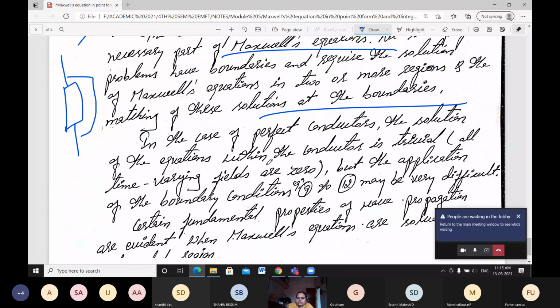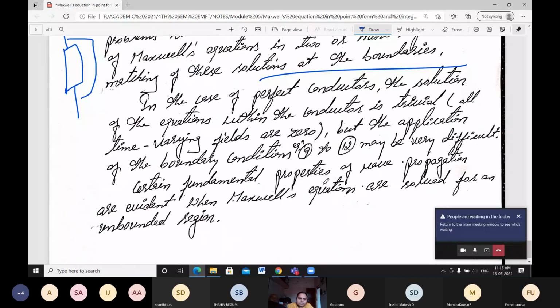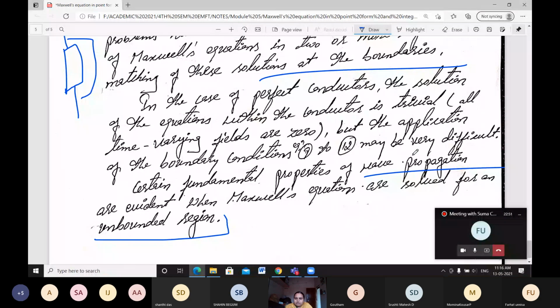Certain fundamental properties of wave propagation are evident when Maxwell's equations are solved for unbounded regions. When we go with wave propagation, such as cable networks, how the reflection of each field propagates information from one place to another place. In such applications, we will be using Maxwell's equations also.